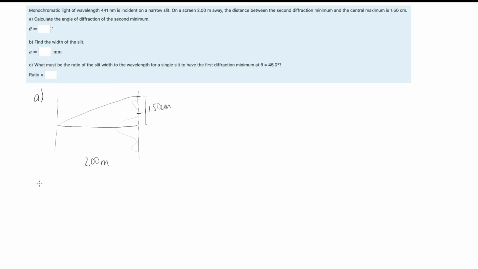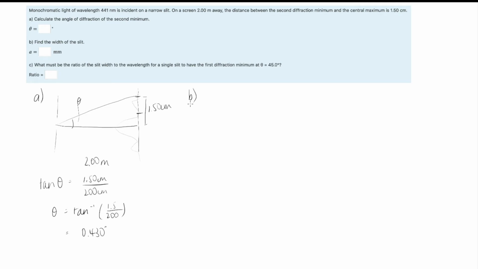Therefore, the angle, this angle here, we can work out is going to be tan theta equals 1.50 centimeters divided by 200 centimeters. So then we just rearrange that to find theta. And when we do that, we get roughly 0.430 degrees. So that's the answer to part A.